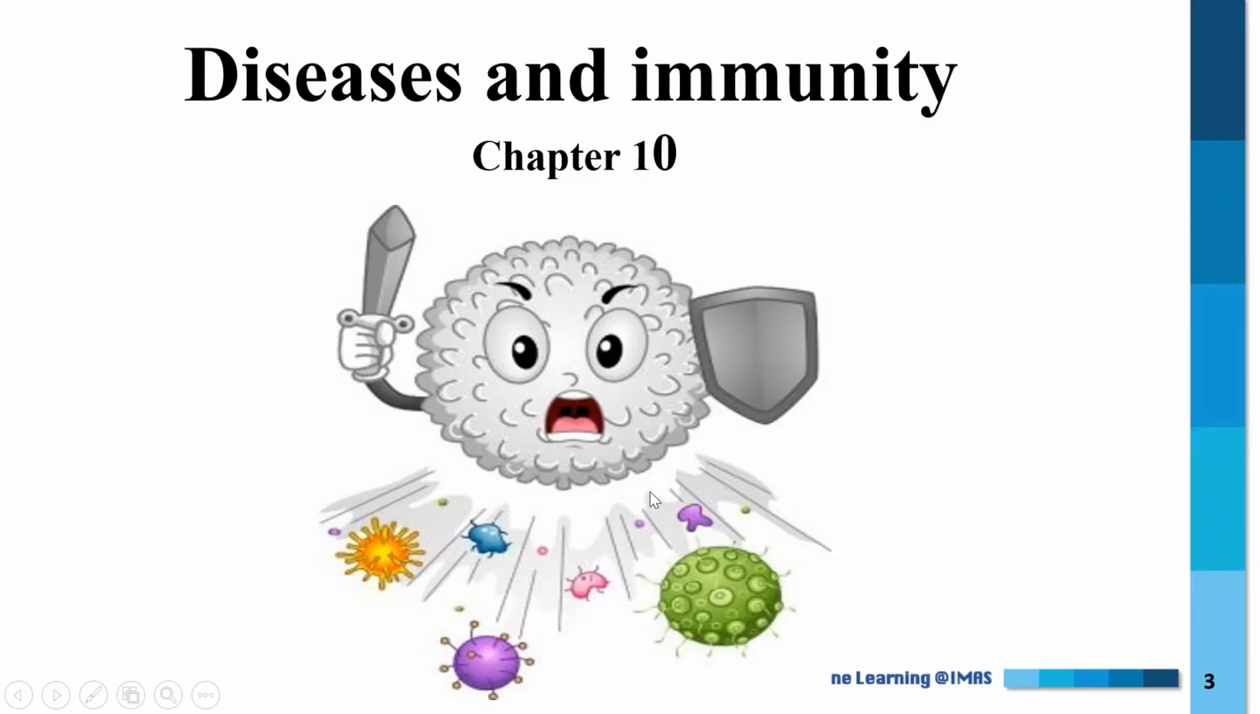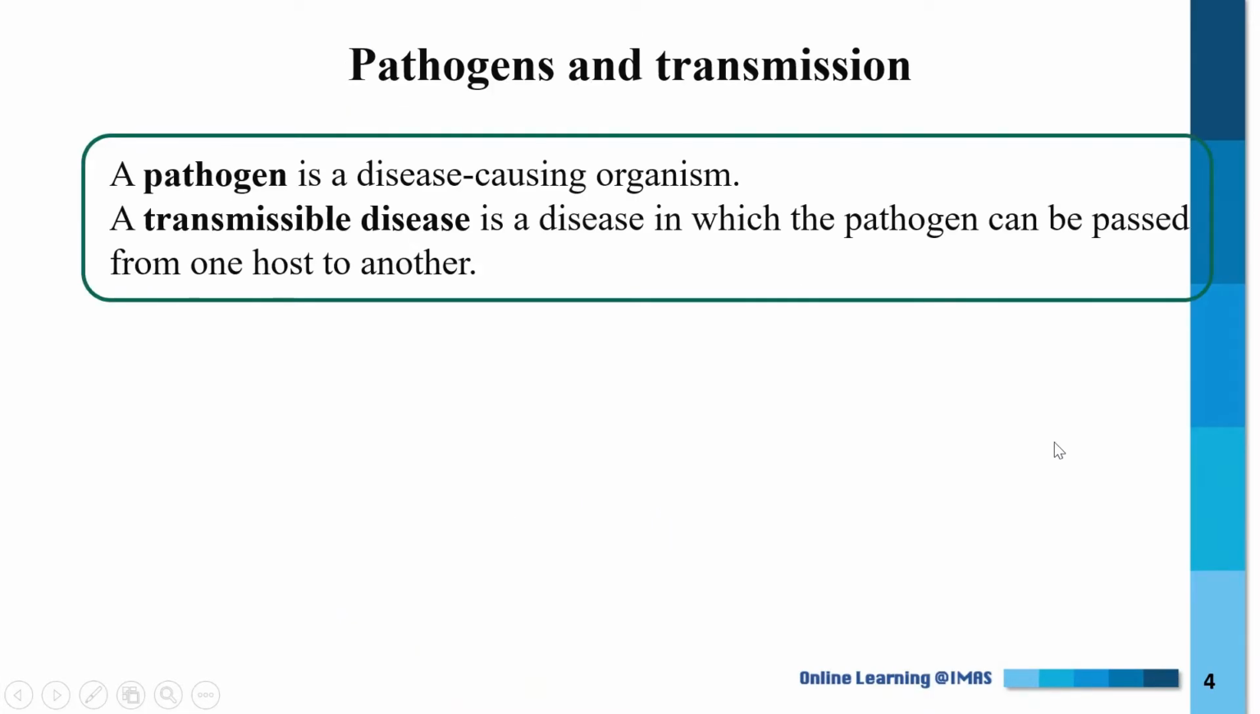Okay, so pathogens and transmission. What is a pathogen? This is the definition of pathogen you have in your textbook. A pathogen is a disease-causing organism, which is an organism which causes disease. A transmissible disease is a disease in which the pathogen can be passed from one host to another. So this one is called a transmissible disease.